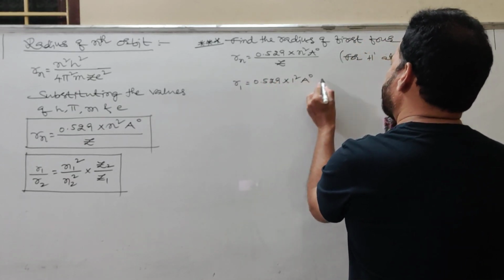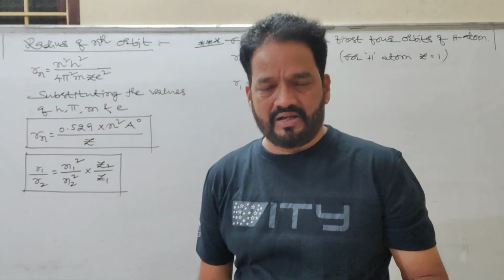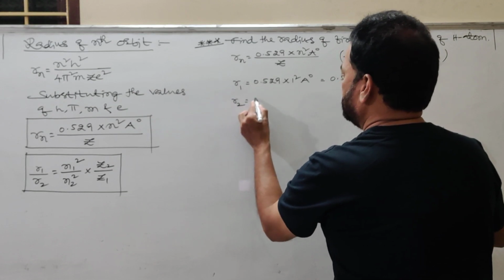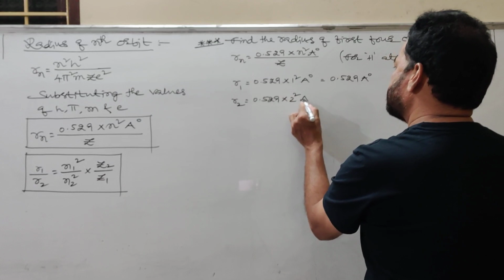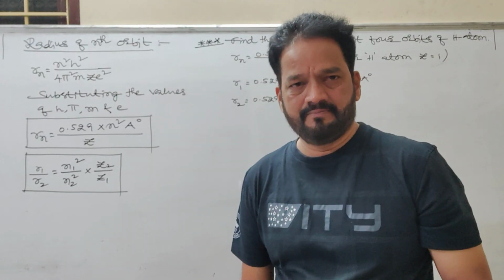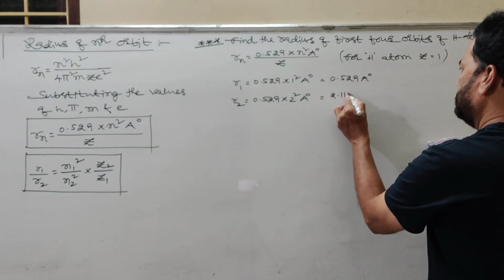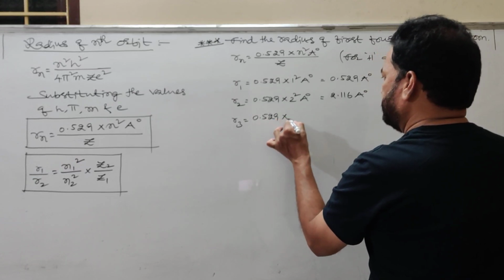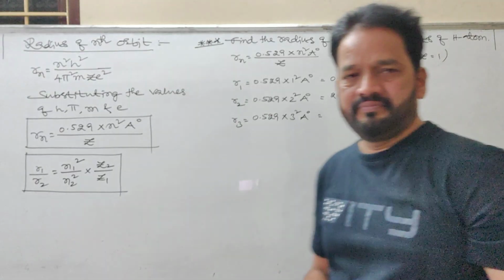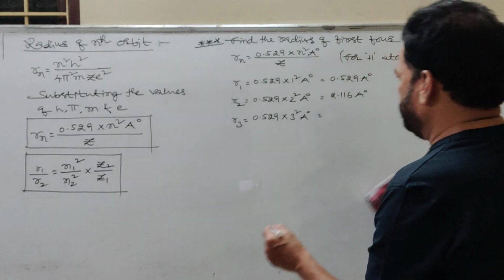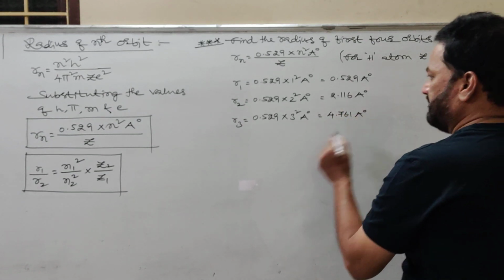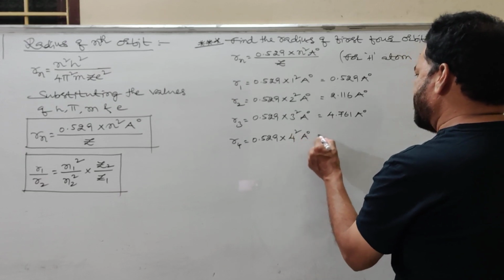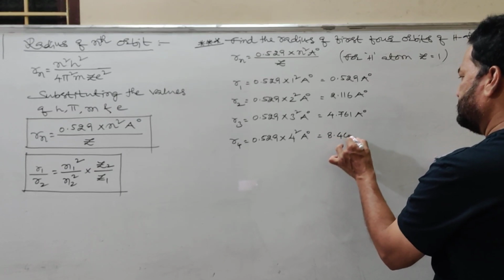Now you find the radius of the first orbit: 0.529 into 1 square angstrom. If you calculate the value, you will get 0.529 angstrom. Then you go for R2: 0.529 into 2 square angstrom, that is 4 into 0.529, 2.116 angstrom you will get. Then for the third orbit, 0.529 into 3 square angstrom, 9 into 0.529, you will get 4.761 angstrom. Then R4 is equal to 0.529 into 4 square angstrom, that is 8.464 angstrom.